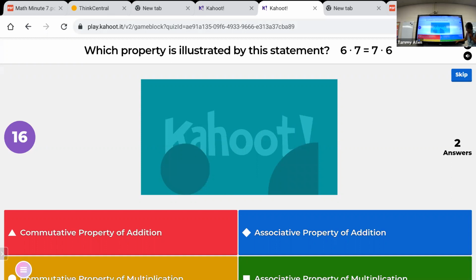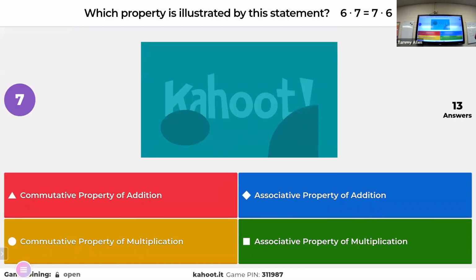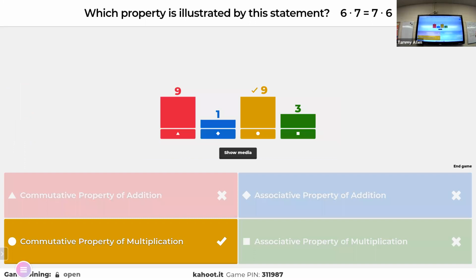Commutative property of multiplication, associative property of multiplication. I'm not sure why it's not. There we go. Okay, it changed the order, so it's the commutative property, and it was of multiplication, not addition, folks. It was multiplication. Okay?